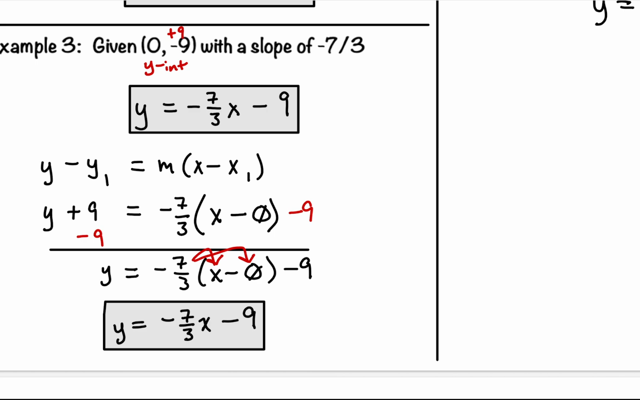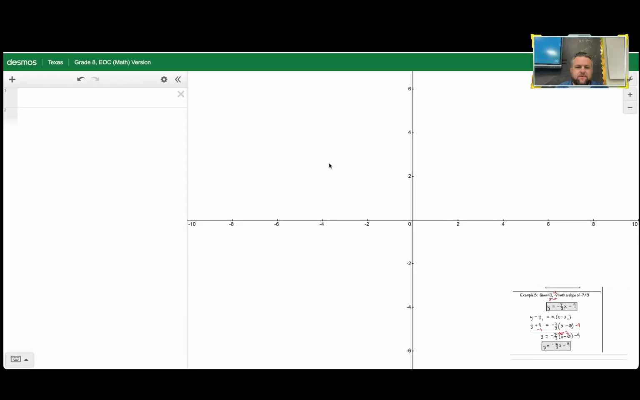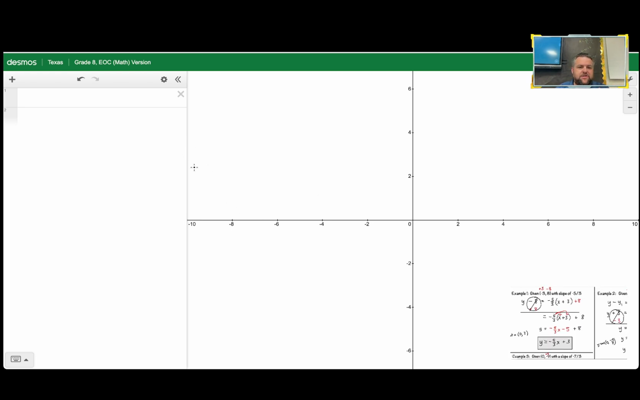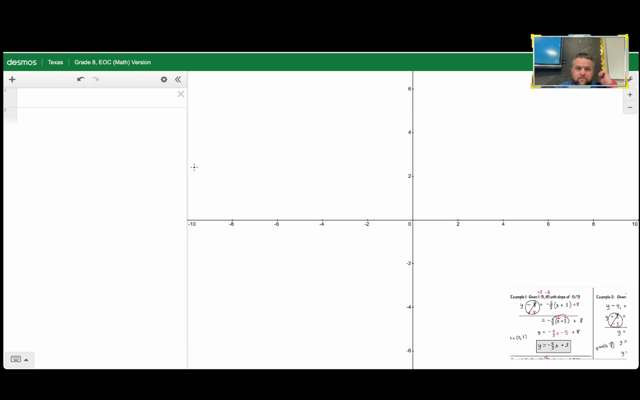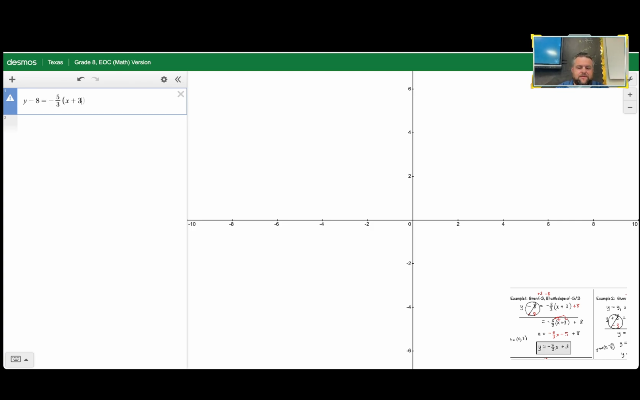What we're going to do is we're going to jump into Desmos here, and I'm going to show this first equation how we could check our solution. So we had in the first one, y minus 8 equals negative 5/3 of x plus 3. So we're going to go ahead and type this in. Y minus 8 equals negative 5/3 of x plus 3.